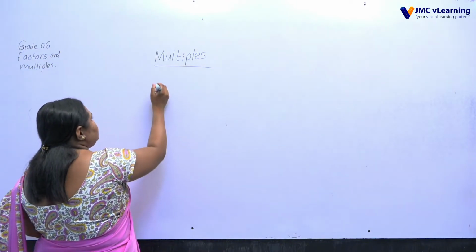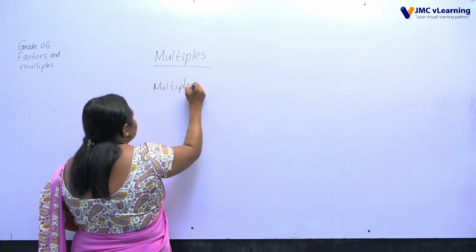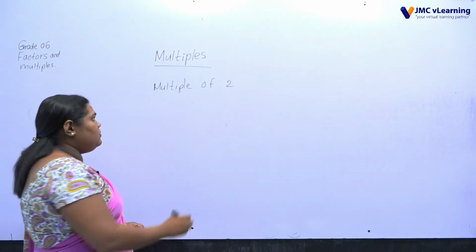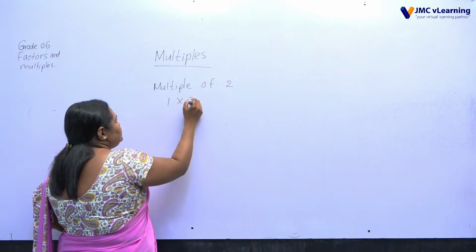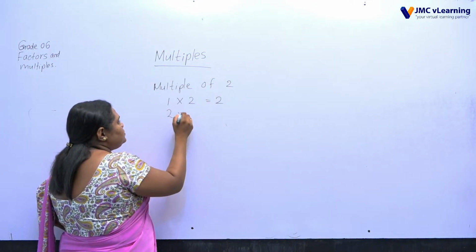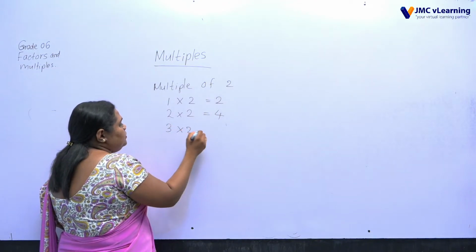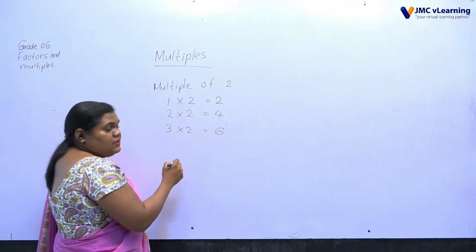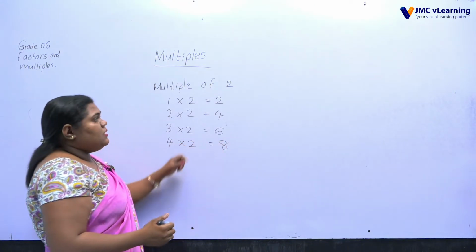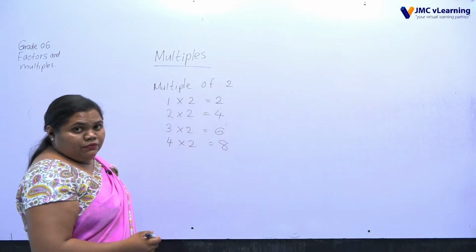First I am going to teach about multiples of 2. How to find the multiples of 2? 1 times 2, 2. 2 times 2, 4. 3 times 2, 6. 4 times 2, 8. Okay, then these 2, 4, 6, 8 are multiples of 2.